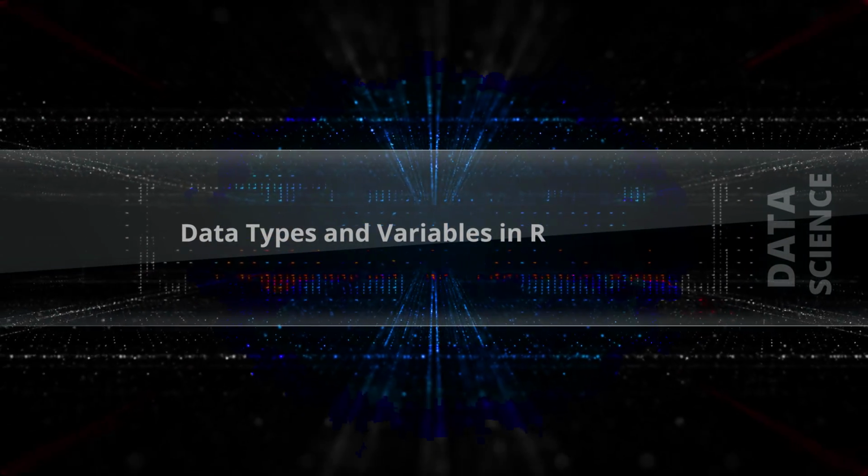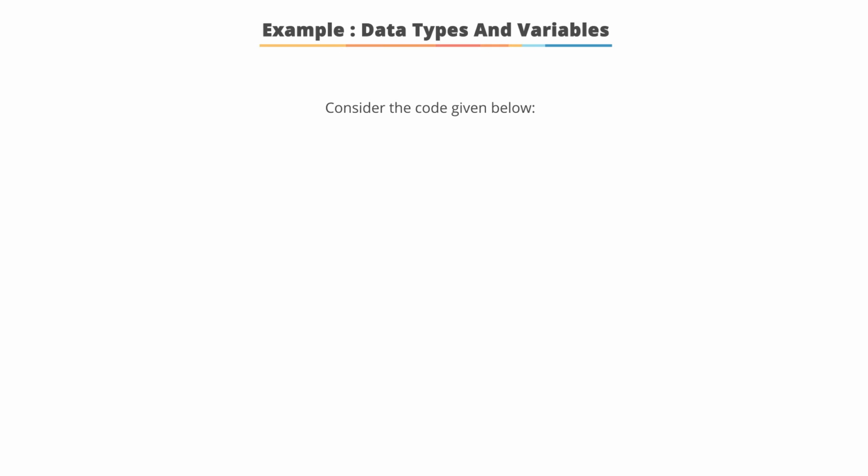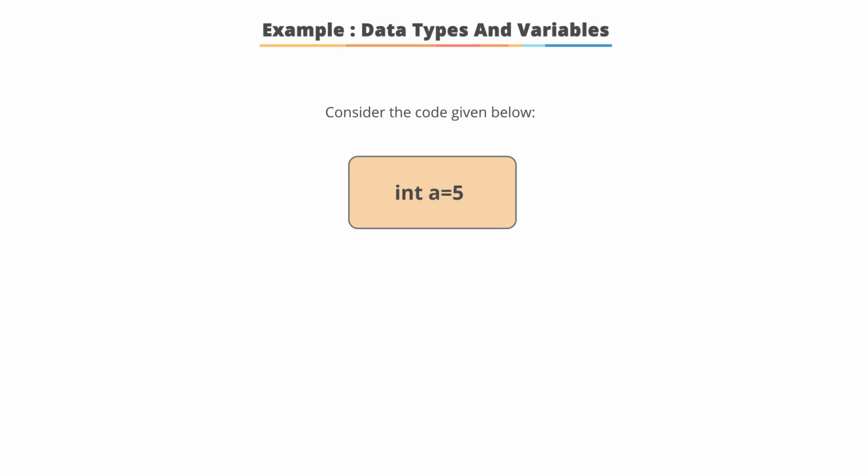Data types and variables in R. Let's look at this basic example, the code below. So there's three components here.